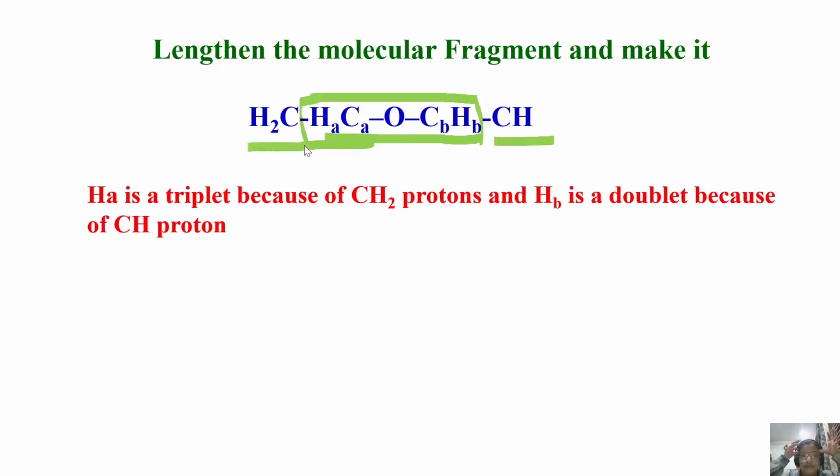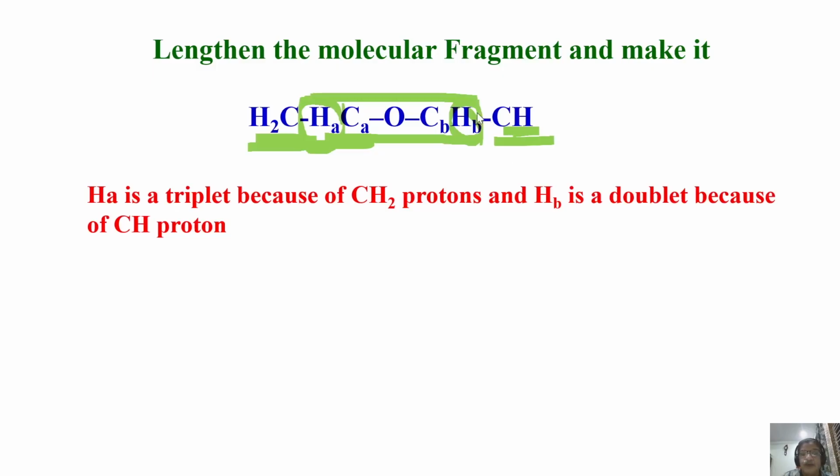Now let us look at the proton spectrum. What is the proton spectrum? If I look at proton A, that is a triplet because of its coupling with two equivalent protons. So HA has to be a triplet. What about HB? HB has to be a doublet because of coupling with this CH proton. Of course, there is a CO here and two bonds away, and we assume that long-range coupling between this proton and this are all not seen.